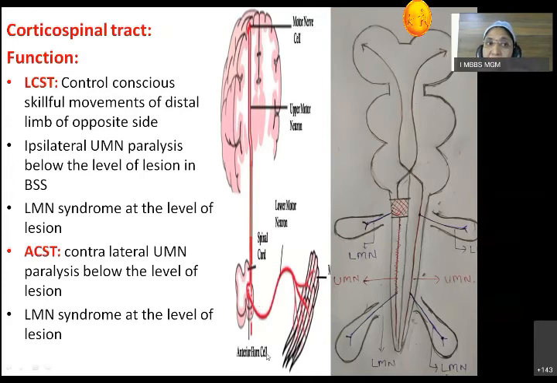Now what happens in the corticospinal tract? Now here you can see this is the lesion. This is a descending tract. So the fibers here also are crossing, 80% of the fibers crossing in the medulla.